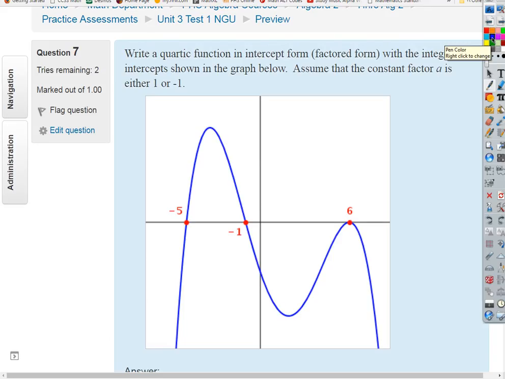Turn those into factors. What's the factor that goes with x plus 5? Okay, so we end up with x plus 5 times x plus 1 times x minus 6, and because it's bouncing, it's squared. Good. Okay, this is an even polynomial based on the end behavior, right?